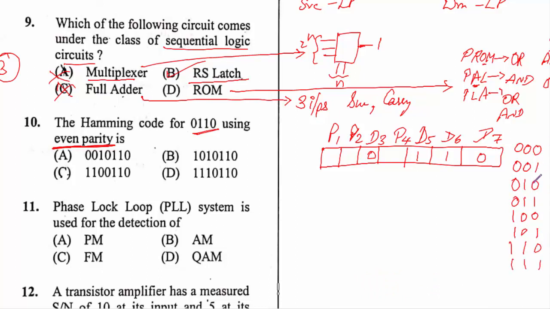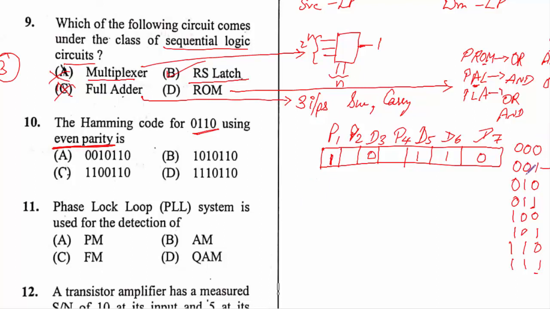When you are talking about the first column, the first element, third element, fifth element and seventh element you are getting high. That means you have to check for odd places, right? So D3 bit is 0, D5 bit is 1, D7 bit is 0. So if I am considering D3, D5 and D7, you are getting odd ones, but you want even parity. So you have to make P1 as 1.